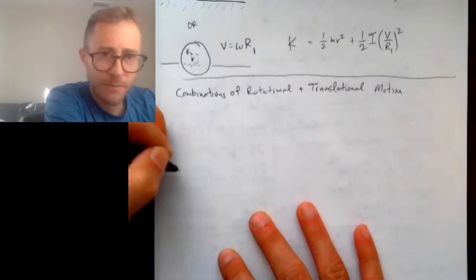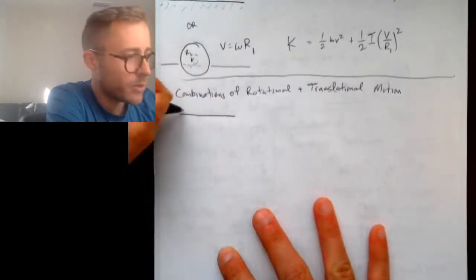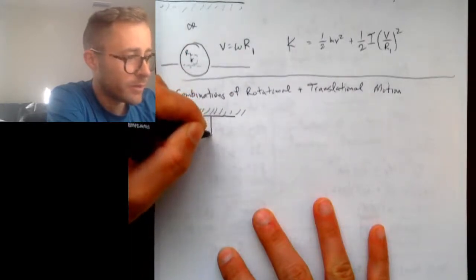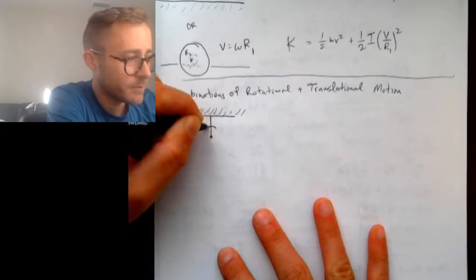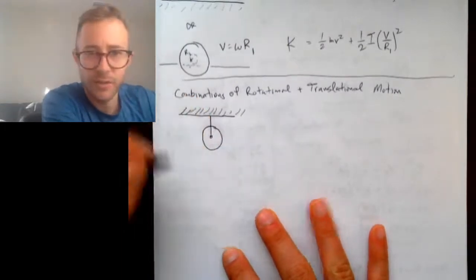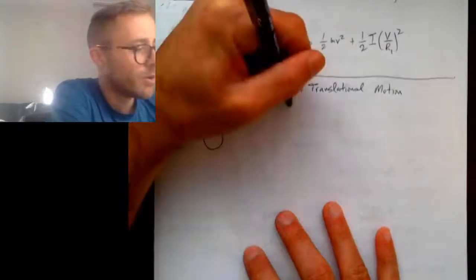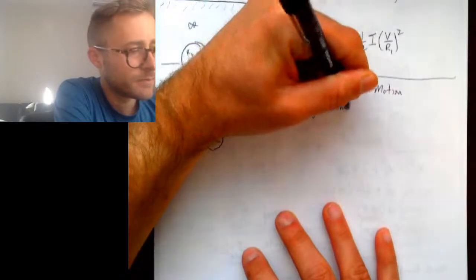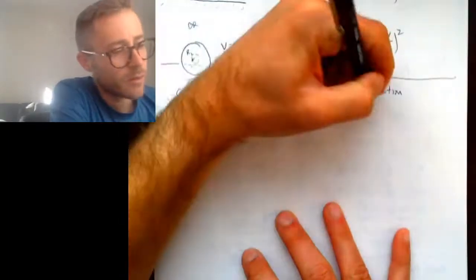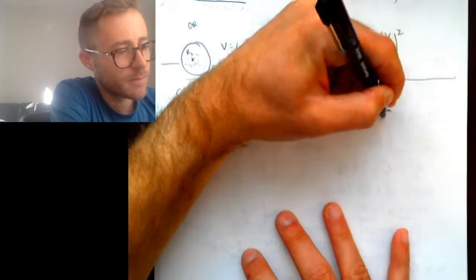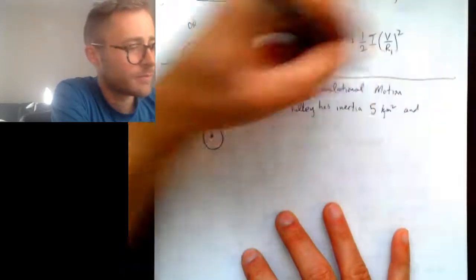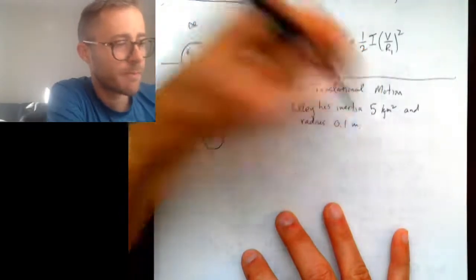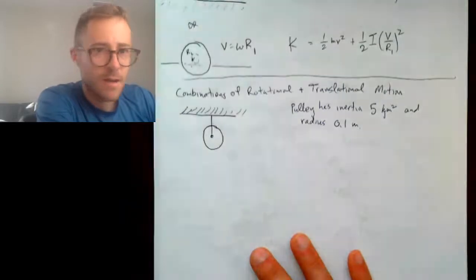What if we have a pulley? Here's the pulley. It's attached to the ceiling. The pulley has inertia, we'll say 5 kilogram meters squared, and radius 0.1 meters.